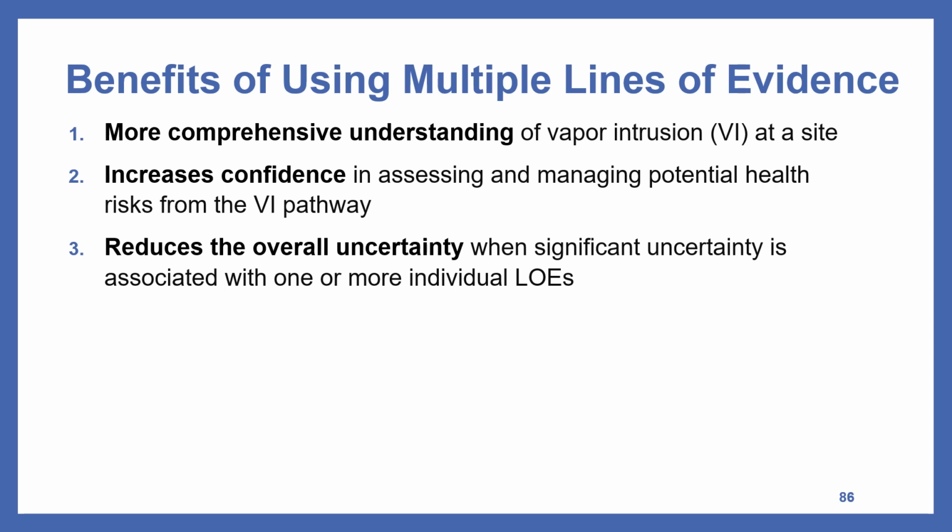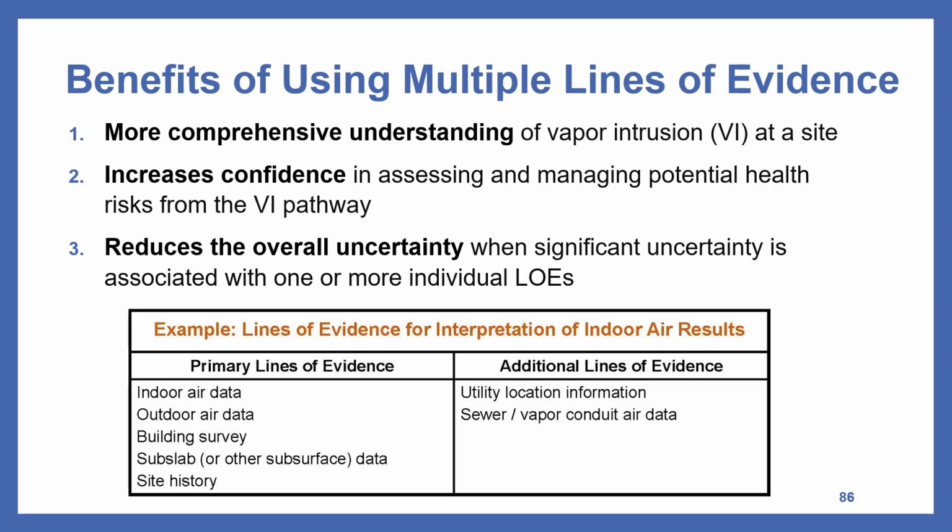The classic situation where we need multiple lines of evidence for VI is the interpretation of indoor air results, where we can have indoor air data, outdoor air data, the building survey results, subslab or other subsurface type of data, or crawl space air data, site history. We may additionally have utility location information and vapor conduit air data, and all of these have to be weighted and weighed to interpret whether VI is occurring at a given site or building.